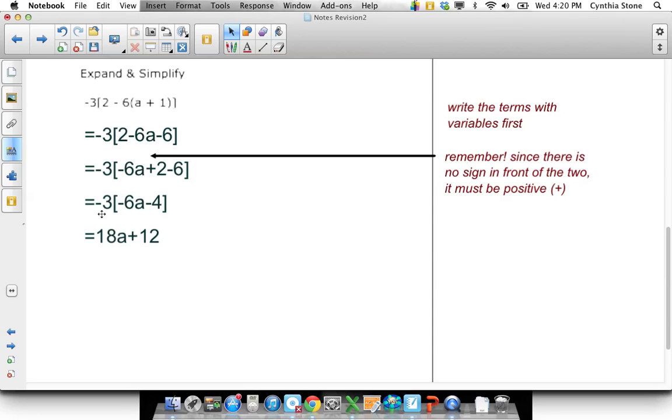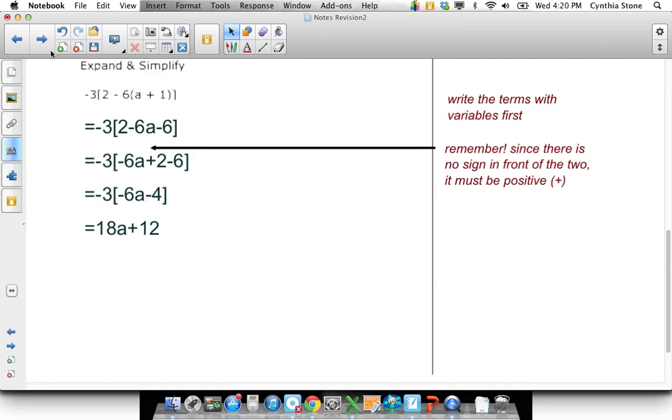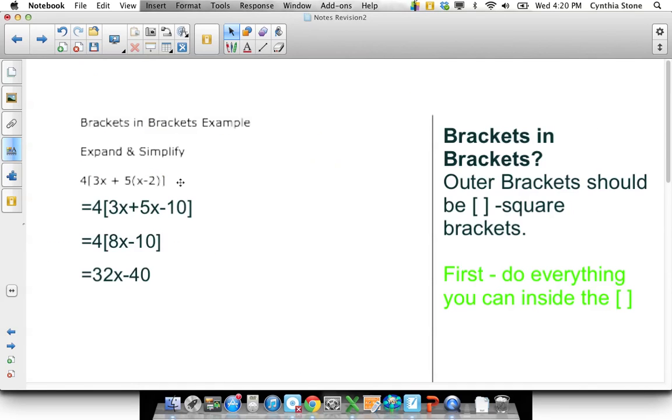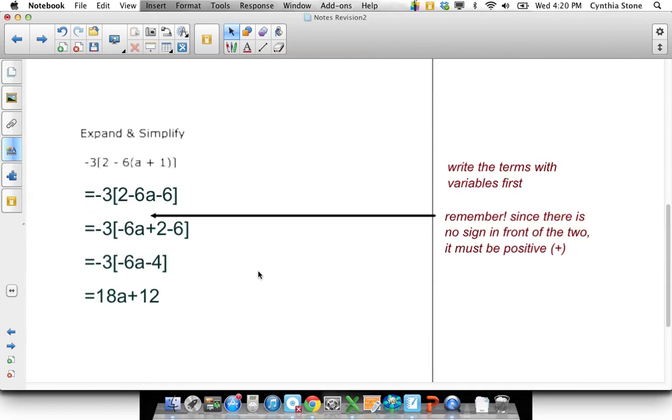Then I distribute the minus 3. So minus 3 times minus 6 is plus 18. Minus 3 times minus 4 is plus 12. Okay, and I think that's it for this one. Yeah, that's it. So that's the last little bit on distributive property, and we'll do that hard example tomorrow in class.